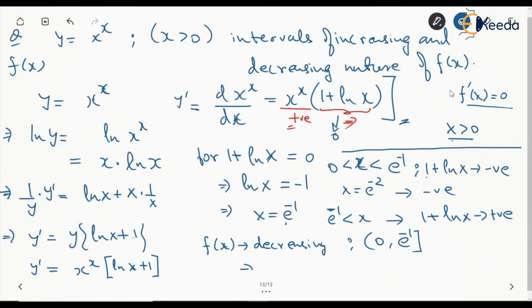Similarly, this is going to be increasing if we have the region, let's say e to the power of minus 1 to infinity, because the upper limit is not mentioned here. It is simply x greater than 0. So we can take any value higher than e to the power minus 1 also, right? So now this makes it clear in what interval this function is decreasing and in what interval this function is increasing, right?